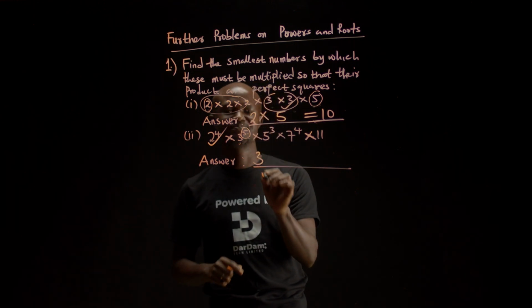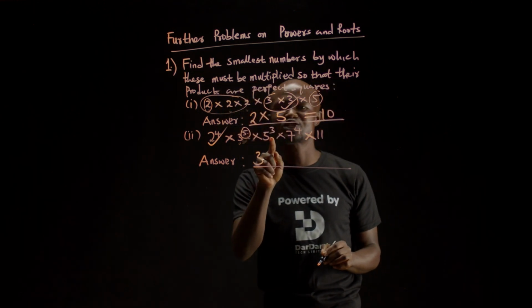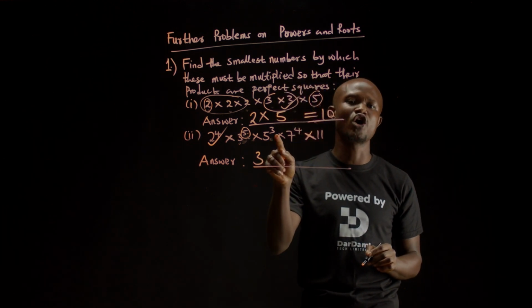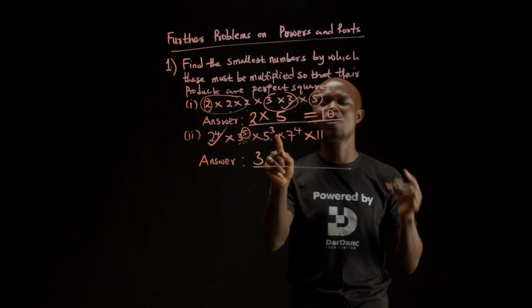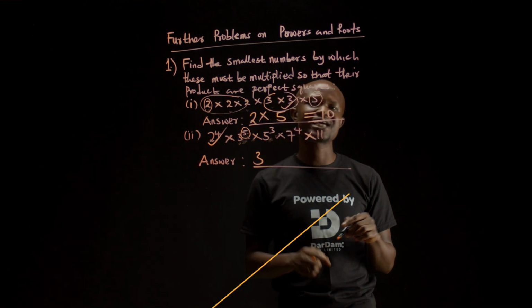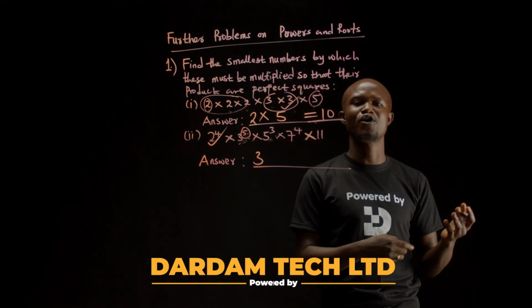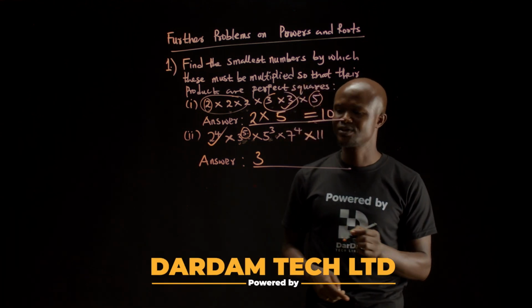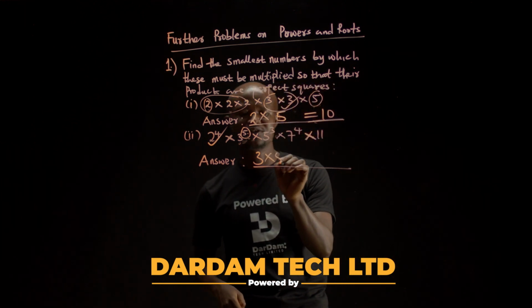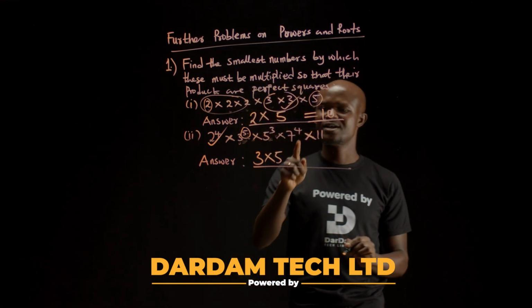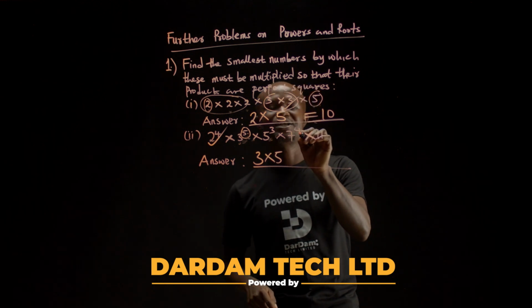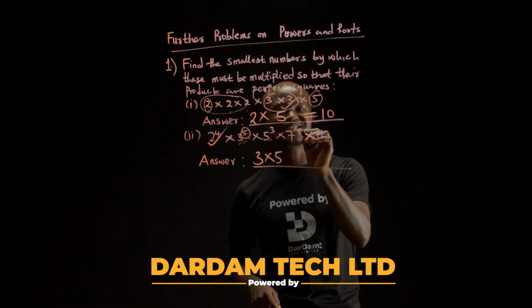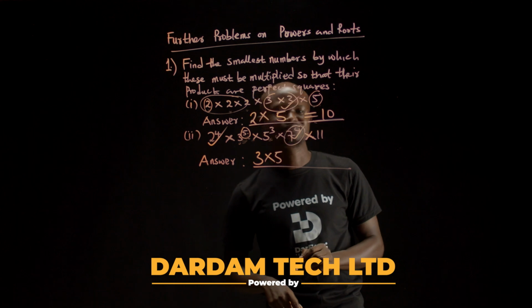We need 1, 3. Here also, 5 raised to the power 3. 3 is odd. So we need 1 of these 5 to make it 5 raised to the power of 4. That will now be even. So we need 1, 5 also. 7 raised to the power 4. The power here, which is 4, is even. We are good to go with this one.